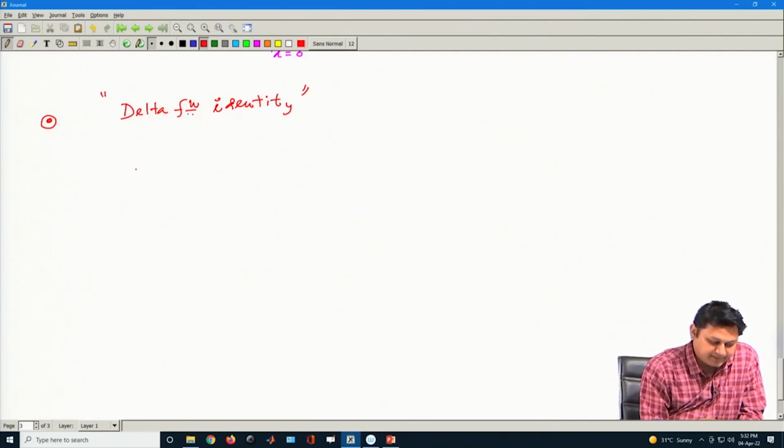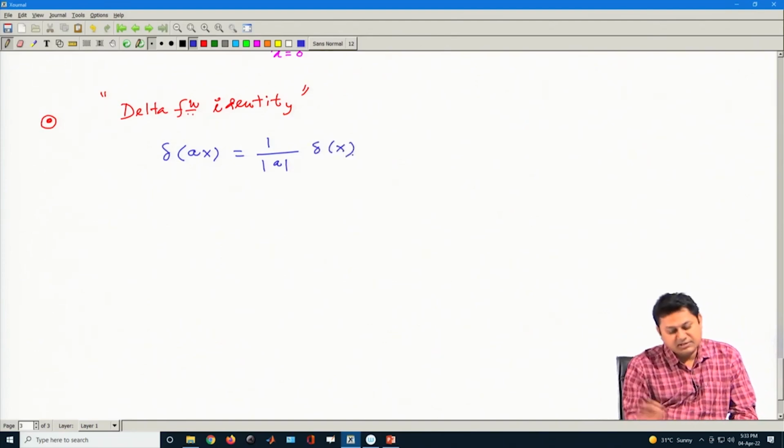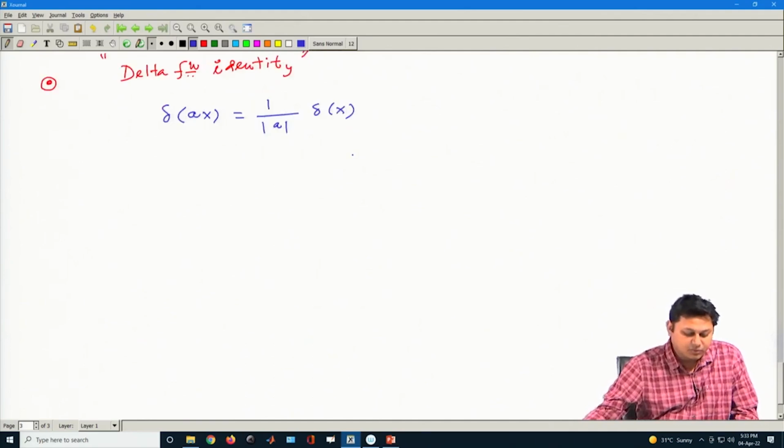The first identity is this: if I have a delta function and in the argument I have some constant a times x, then that is eventually 1 by mod of a times delta of x. A very interesting looking identity. So, instead of having x in the argument, if I have a constant a times x, then on the right hand side I can write the delta function in its usual form, delta x, but then it should be multiplied by 1 by mod of a.